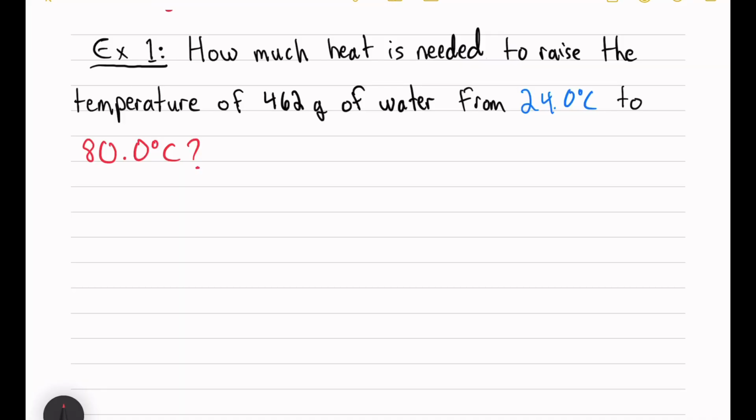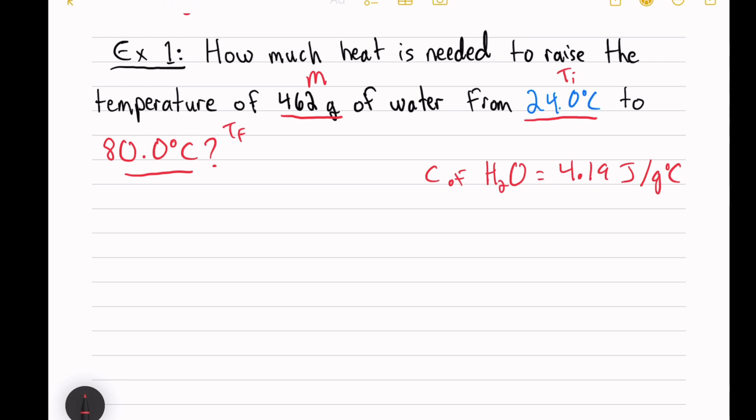So our first example reads, how much heat is needed to raise the temperature of 462 grams of water from 24 degrees Celsius to 80 degrees Celsius. So if we're labeling our variables here, this is the mass, the m part of the formula. This is going to be our T initial, and the 80 degrees will be our T final.